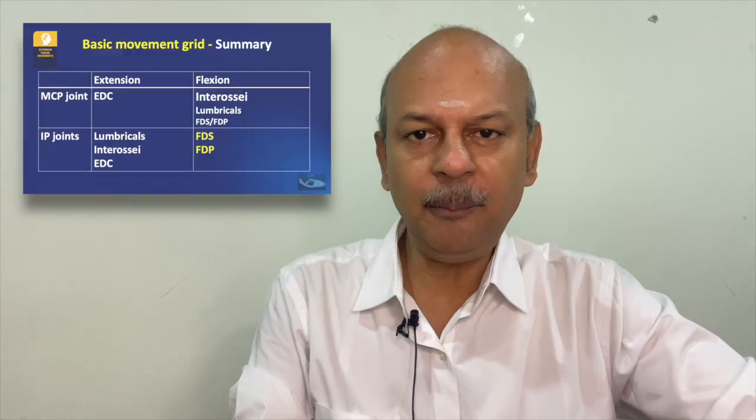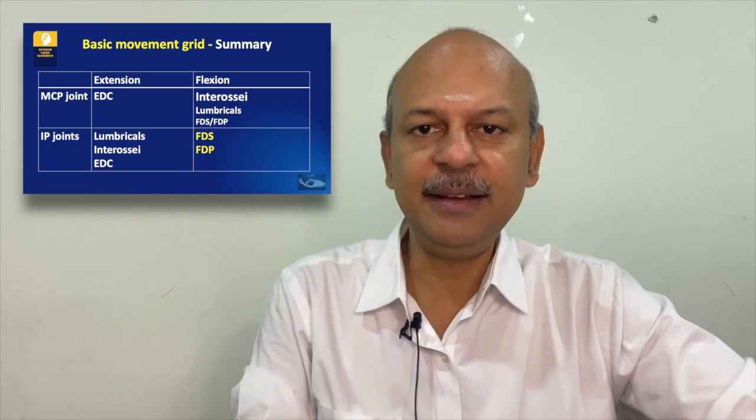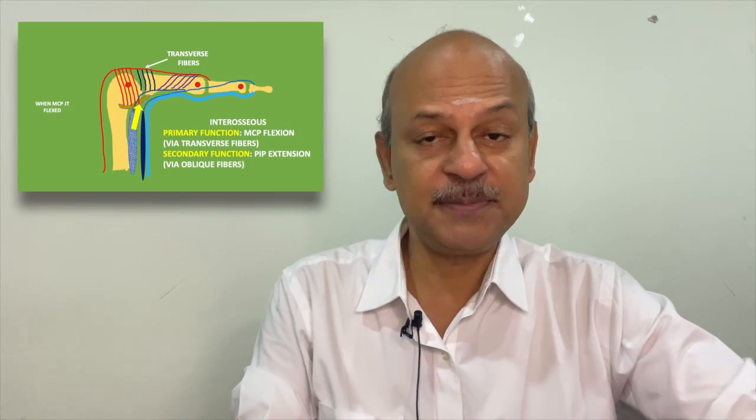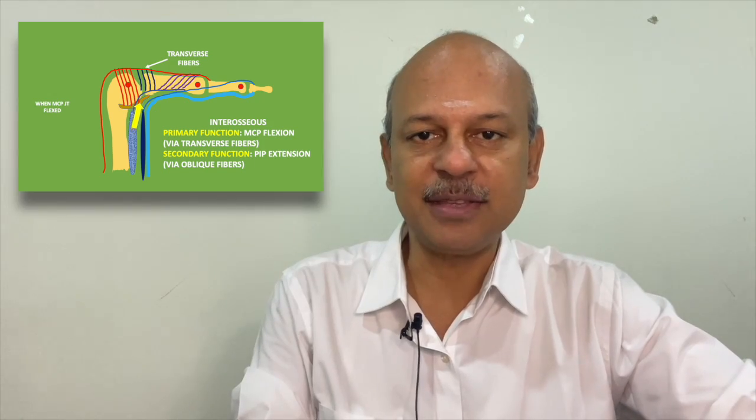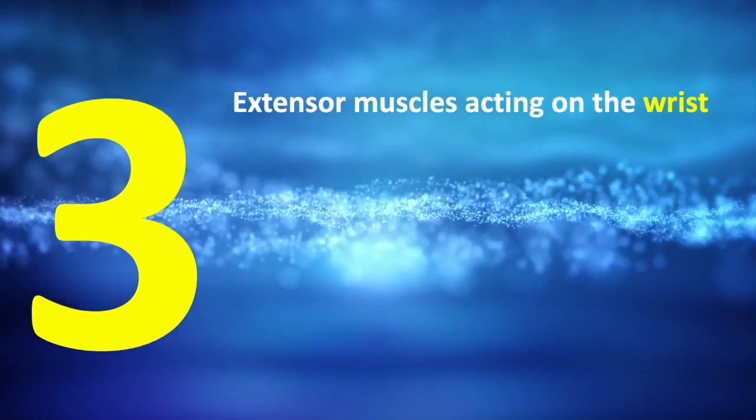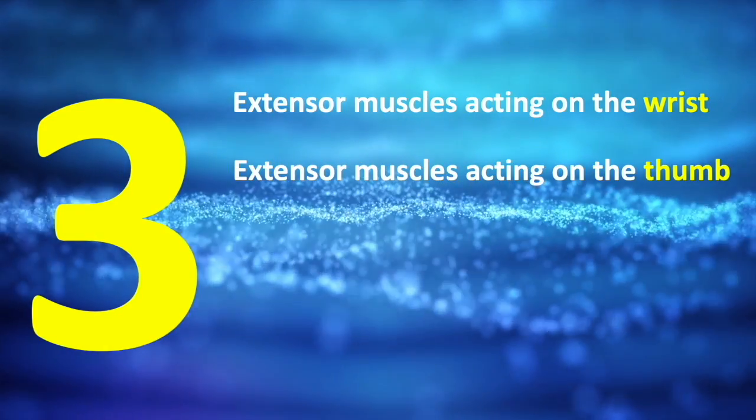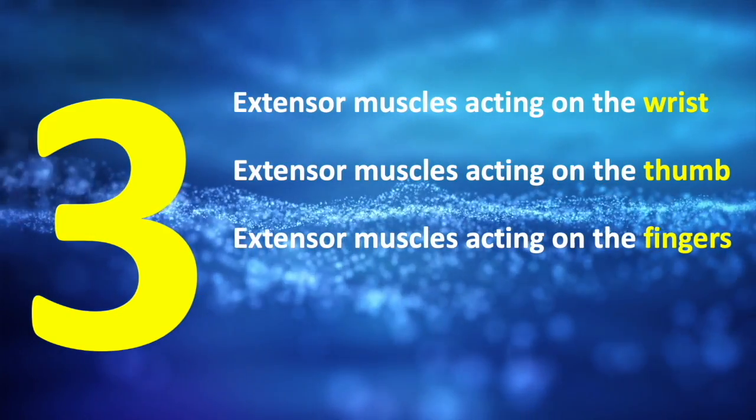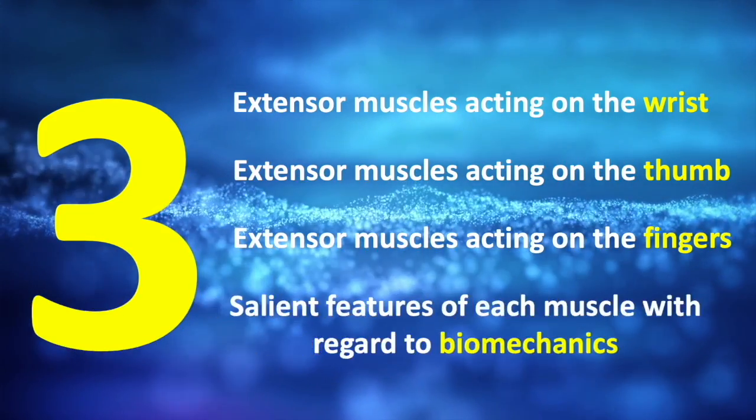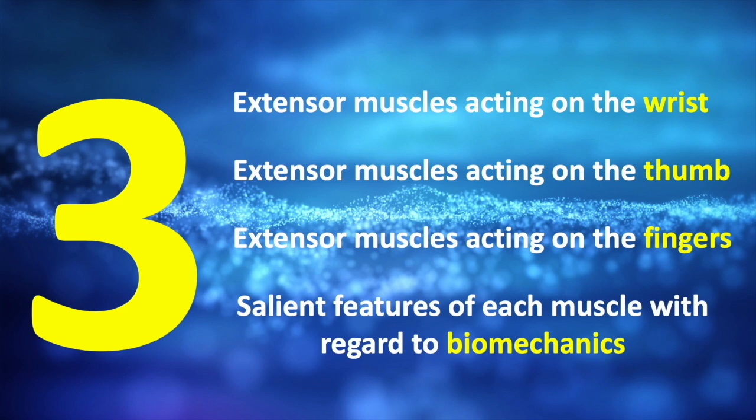So, is it difficult to understand these complex movements that are occurring in the hand? Definitely not, especially if we are going to deal with it in the way that it is going to be dealt with in this video, because we are going to see 3 extensor muscles acting on the wrist, 3 extensor muscles acting on the thumb, 3 extensor muscles acting on the fingers, and 3 salient features of each of these muscles with regard to biomechanics.